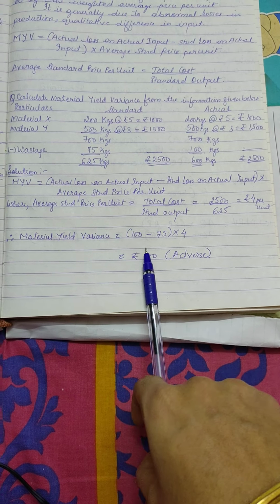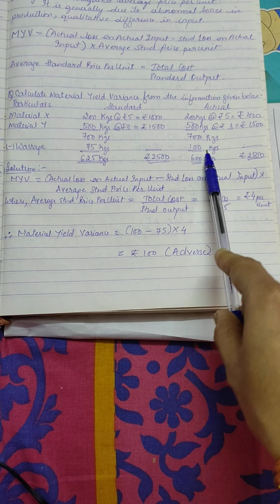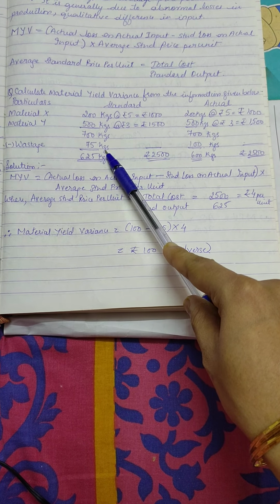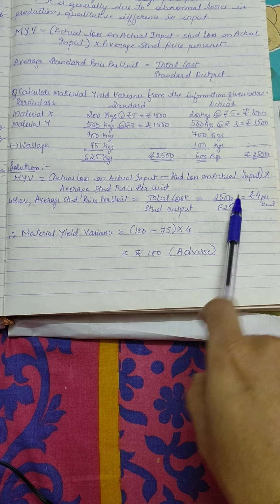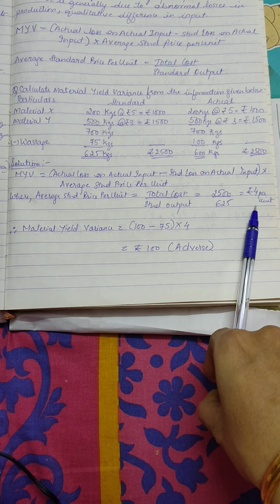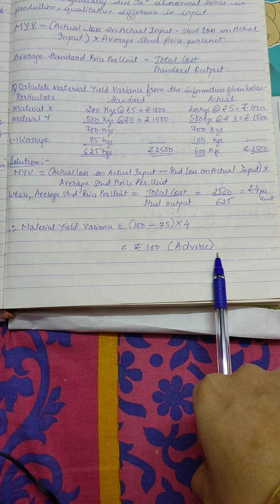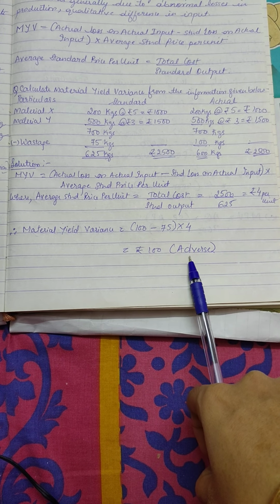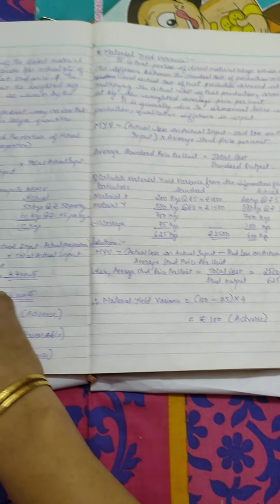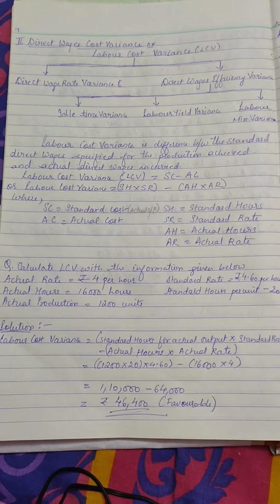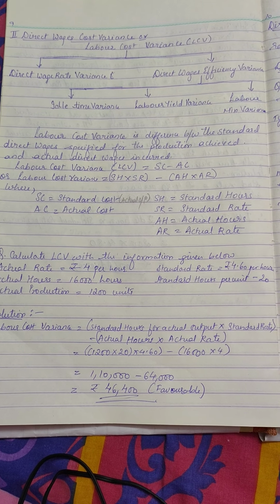Therefore, material yield variance is equal to actual loss on actual input minus standard loss on actual input, the whole multiplied by 4, that is average standard price per unit. I get rupees 100 adverse. Hope everyone is clear. Yes? Okay, I'll move forward. Next topic is about direct wages cost variance.